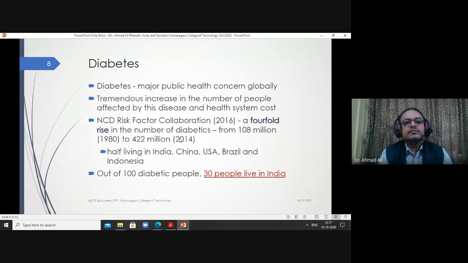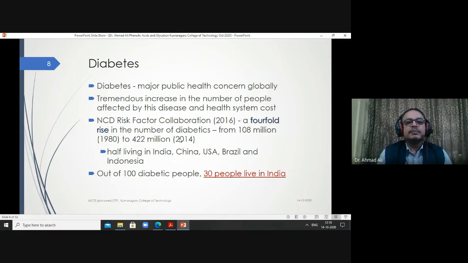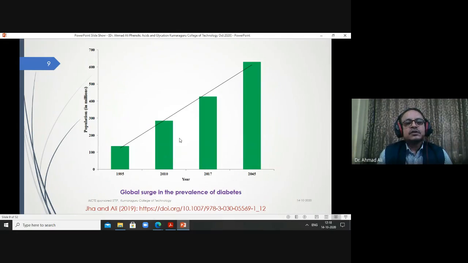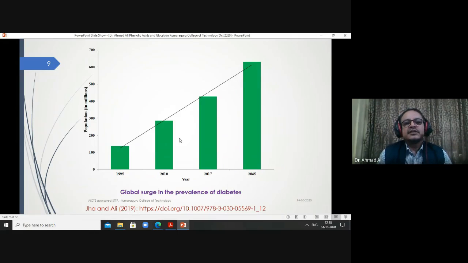In the last 2 decades, we have seen a fourfold rise in the patients suffering from this disease, and India is becoming a major center for diabetic people, because a rough estimate says that out of 100 people, 30 live in India. This graph shows how the prevalence of diabetes has increased in the last 10-20 years, and the projections say that it may cross 600 million by 2045.